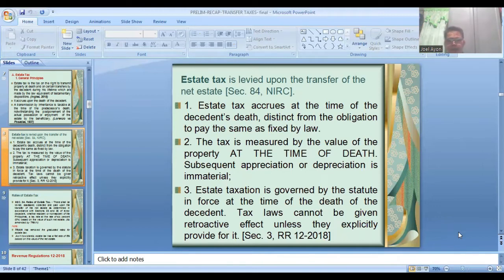So that was in Section 3 of the Revenue Regulations 12-2018.